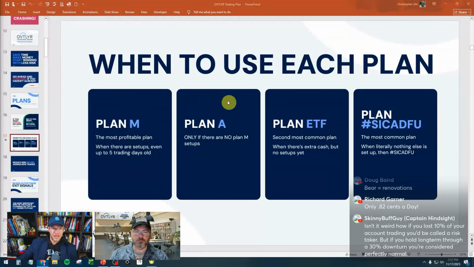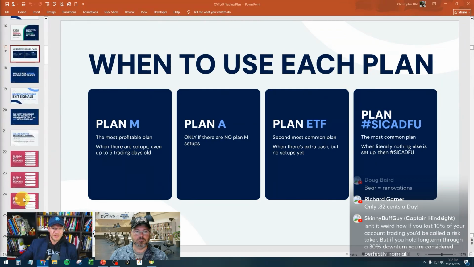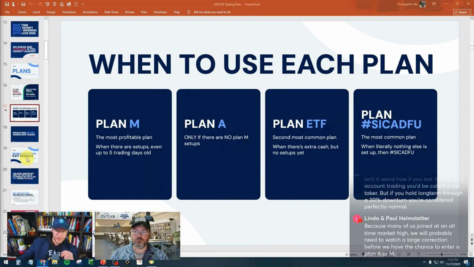That's what it's like when you have a plan, when you understand the power of putting everything in your favor, right? Plan M and A, that is when it's time to be aggressive in the market. Plan ETF and sit in cash, that's when it's time to be defensive. And you know what? There are times to get in and times to get out. So let's go through these plans real quick, right?